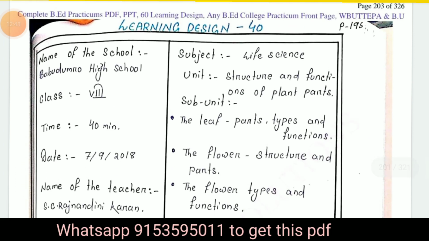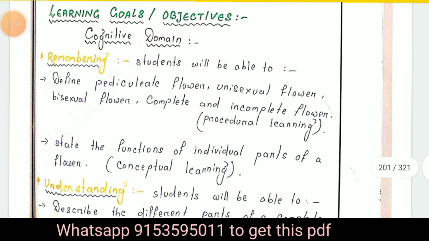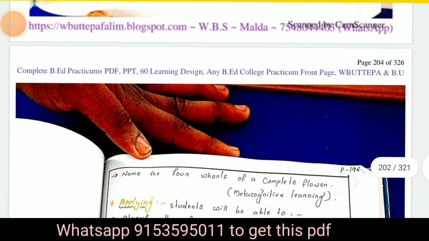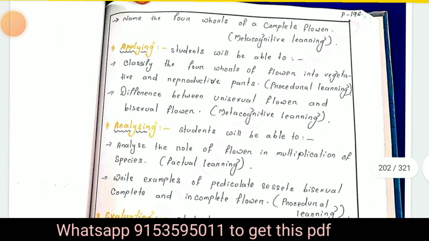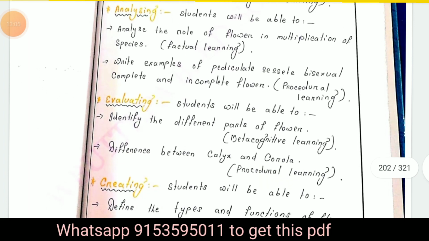Learning design number 40. Today's topic, the flower types and function. Learning goals or objective: remembering, understanding, applying, analyzing, evaluating, creating.